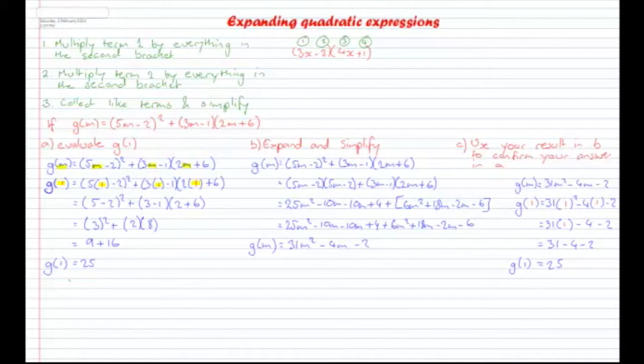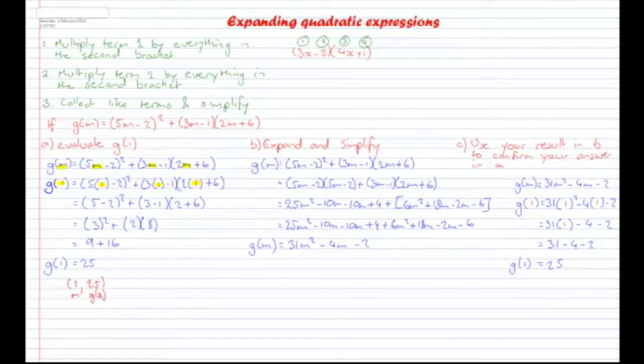So what that actually means is you've got your m coordinate, or what you'd normally call your x coordinate of 1, and your y coordinate, or your g of x coordinate in this case, of 25. So this here is your m coordinate, and this would be your g of x coordinate, or your y.